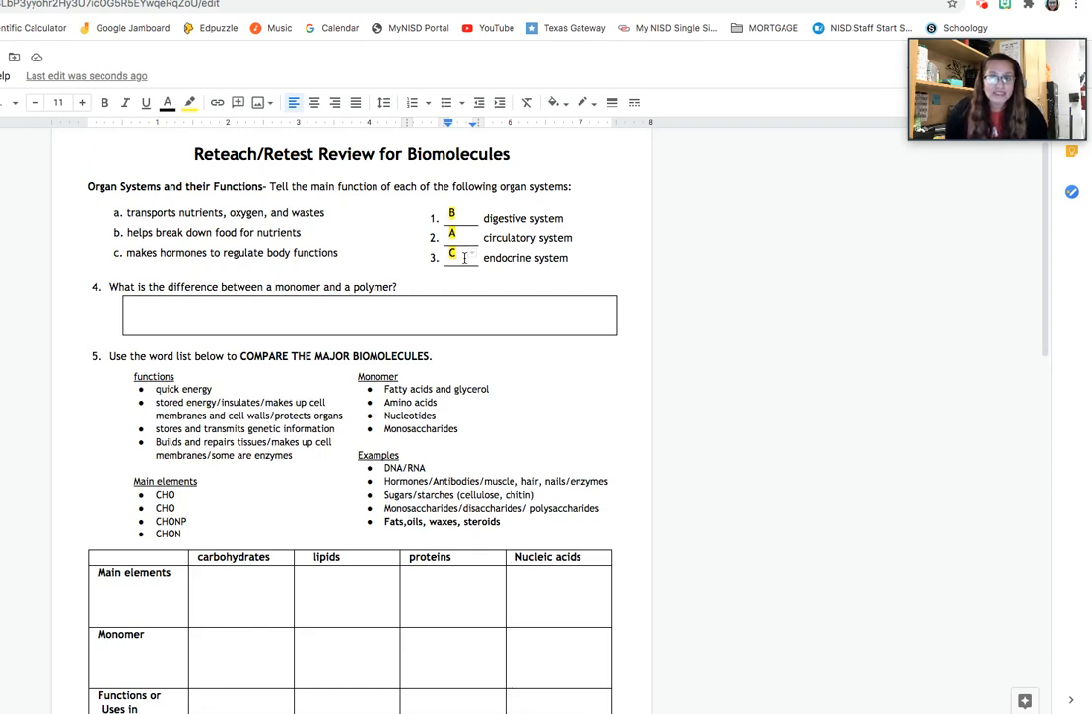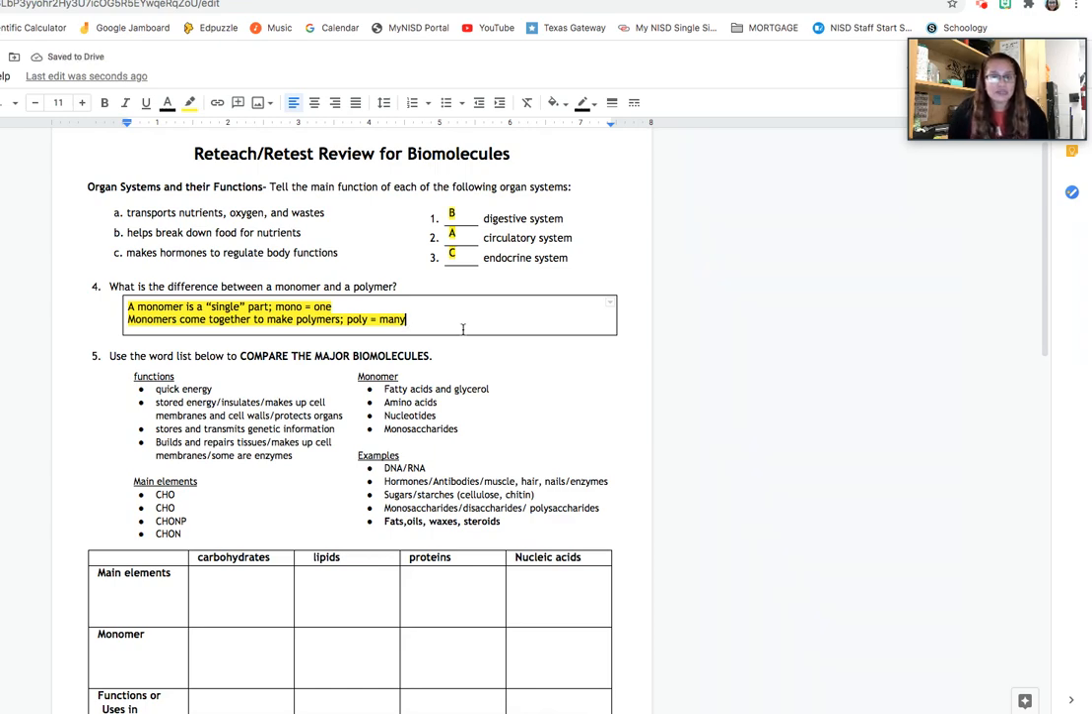Number 4, what is the difference between a monomer and a polymer? Well, a monomer is a single part. Remember that mono means one. Monomers come together to make polymers. Remember that poly means many.